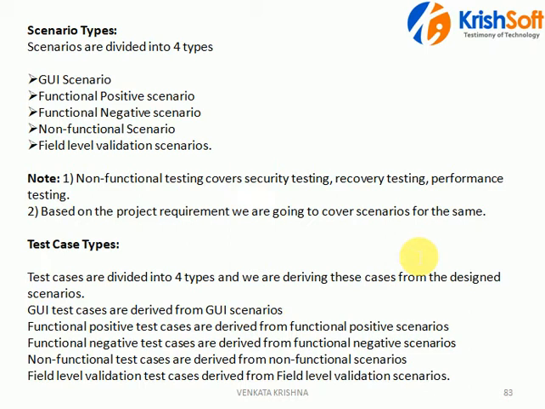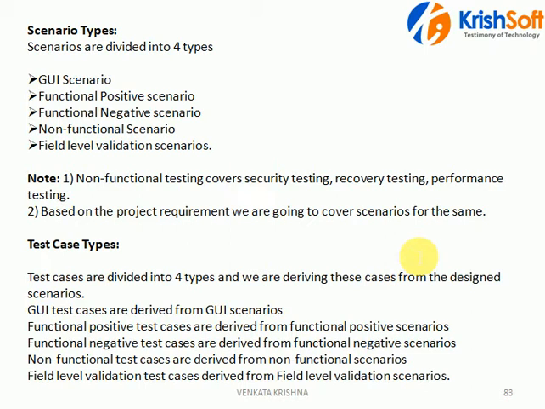That is GUI scenarios. Functional positive: you need to play with your application functionally with positive data, that is a positive scenario. Negative data, negative scenario. And field level validation, but before that, non-functional scenarios. Non-functional is completely different. Performance, load testing, stress testing, compatibility testing, usability testing, all those come under non-functional. I am not talking much about it here. The last one is field level validation. One text field is there, and it is supposed to allow 1 character to 1 lakh characters.